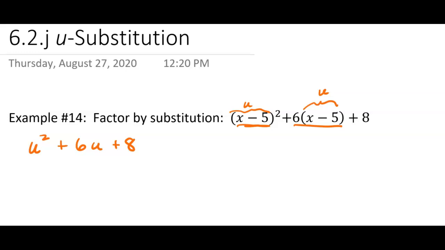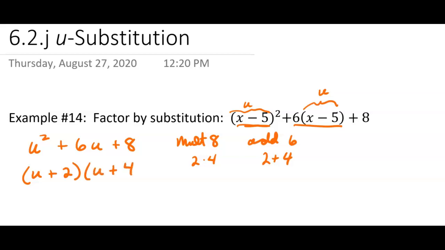So I need two numbers that multiply to be 8 and add to be 6. And the two numbers are going to be 2 and 4. 2 times 4 is 8. 2 plus 4 is 6. Both of them were positive, so both my signs were going to be positive on the numbers. And so it's going to factor into u plus 2 and u plus 4.